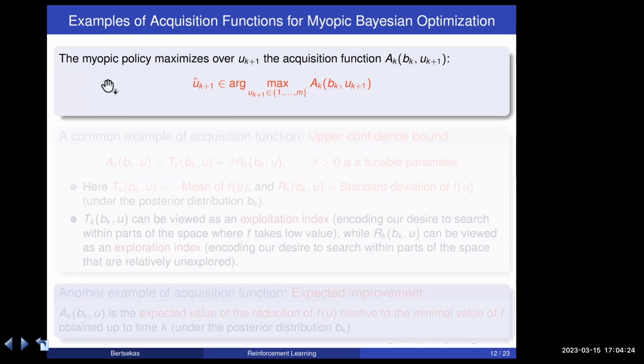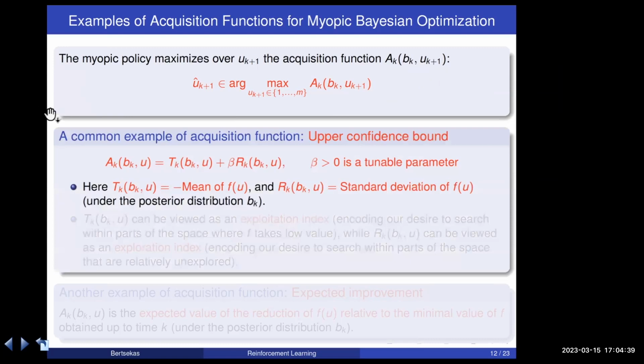Okay, so recall that the myopic policy at time k computes the acquisition function for every possible u and finds the one that maximizes the acquisition function. A common example of an acquisition function is the so-called upper confidence bound, which is the sum of two terms, a T_k term and an R_k term, weighted with a beta parameter. Beta is some tunable parameter.